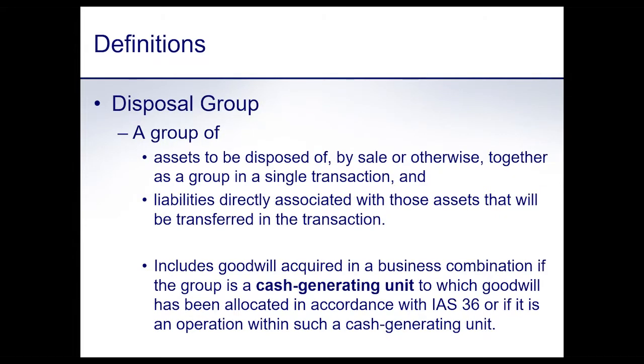Now, if you look at the definition of a disposal group, it is a group of assets that will be disposed of, whether we want to sell that group of assets, or we want to distribute them to our shareholders. But we're going to do all of this in one single transaction. So as a company, I might decide I want to unbundle a division or a subsidiary company within my group of companies and hive it off to my shareholders, or I'll sell it off as a going concern. In that situation, everything is going to go in one fell swoop. So in that scenario, I would meet the definition of a disposal group.